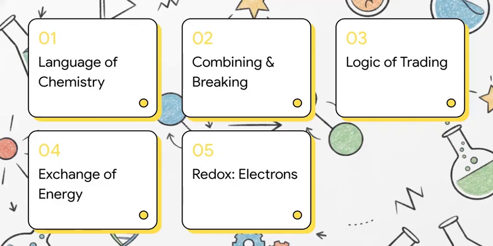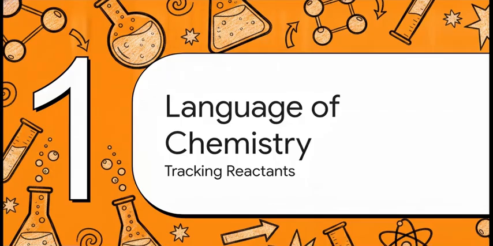So here is our roadmap to understanding the logic behind these equations today. We'll start with the language of chemistry, move into combining and breaking apart, check out the logic of trading, look at the exchange of energy, and wrap up with redox, flowing electrons. Let's jump right into section 1, the language of chemistry, tracking reactants and products.